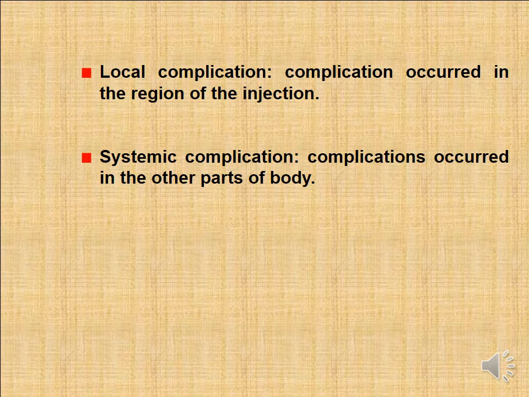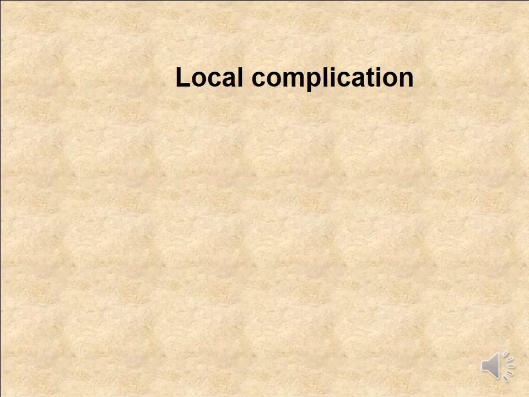We classified the local anesthesia complications into two categories. First, local complications, and second, systemic complications. The local complications occur in the region of the injection of the local anesthetic solution. The systemic complications occur in other parts of the body. So all parts, not only the area where the local anesthetic solution is given, are affected by this anesthesia.